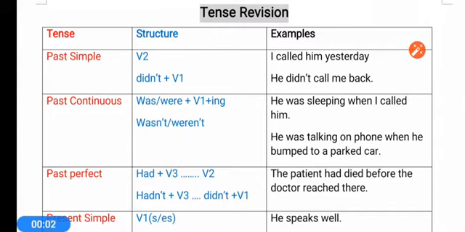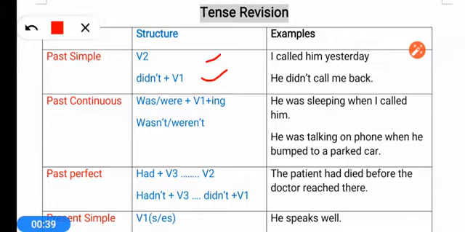Hello students, before going to the next lesson, I would like to revise the previous lessons which we have studied so far. I am going to start with the past simple. Past simple, we use second form of the verb. This tense is used to write a story in past, to tell a story in past, or describe any incident, any activity of past. We use second form of the verb and did not for making it negative.